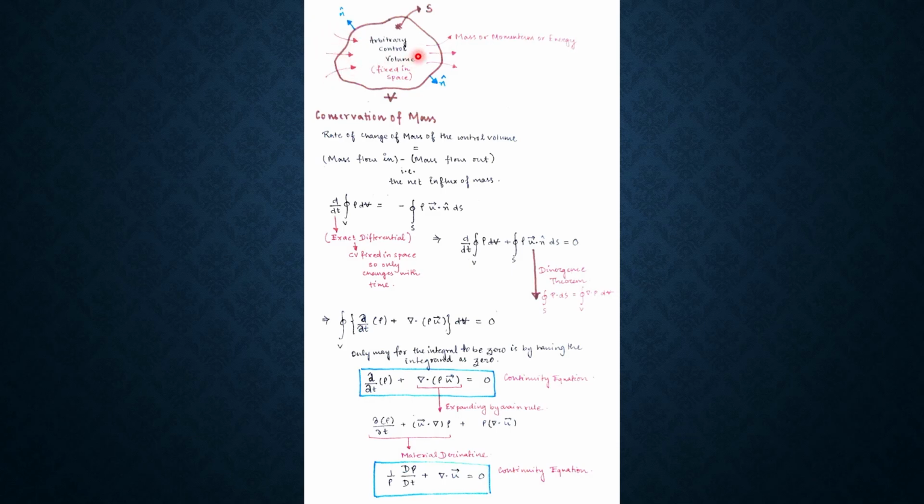The red arrows over here can represent anything. It can be mass, momentum, or energy. But for our purpose over here, we only need to analyze the mass and the momentum. So let's begin with it. The first equation that I'm going to analyze is the conservation of mass. Qualitatively speaking, it can be said that the rate of change of mass of the control volume would be equal to the mass that is flowing in minus the mass that is flowing out. That is the net influx of the mass.